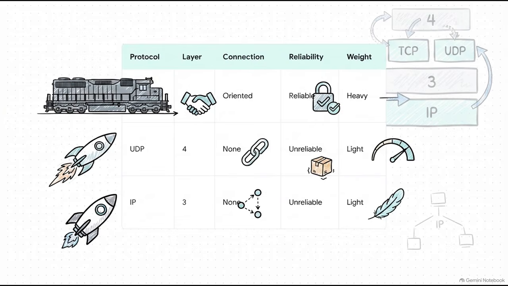UDP, on the other hand, is a lightweight, connectionless, and completely unreliable protocol. And by unreliable, we just mean it doesn't guarantee delivery. It just blasts the data out as fast as possible without waiting around for a receipt.